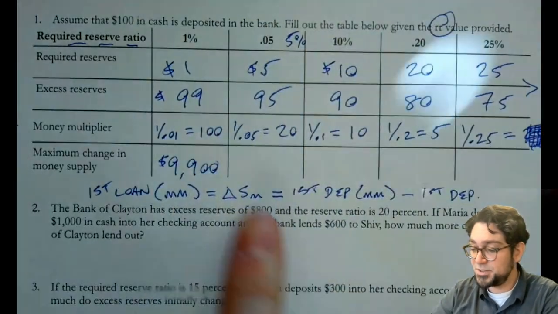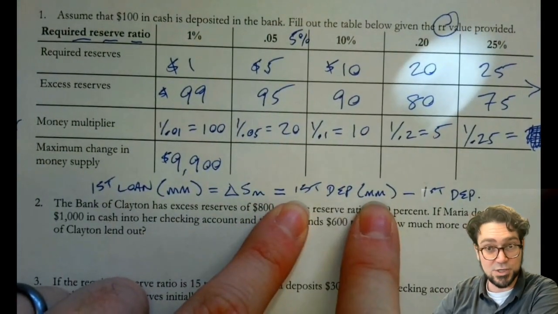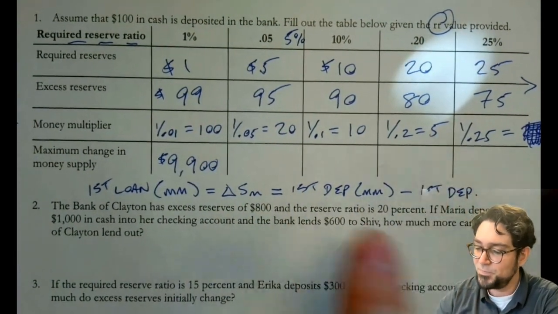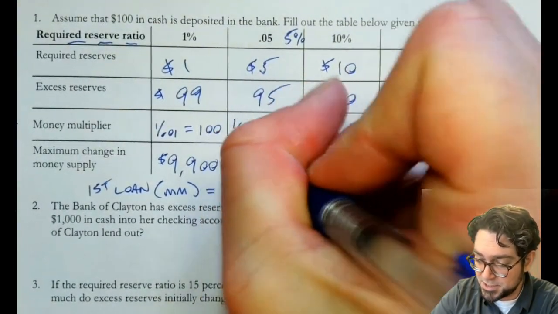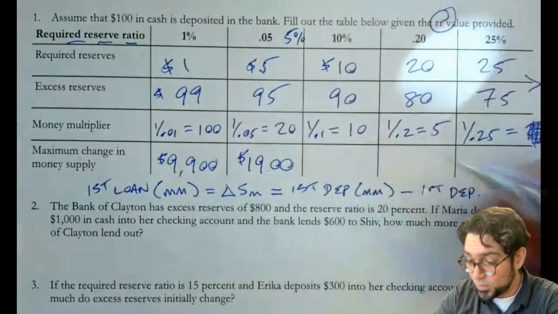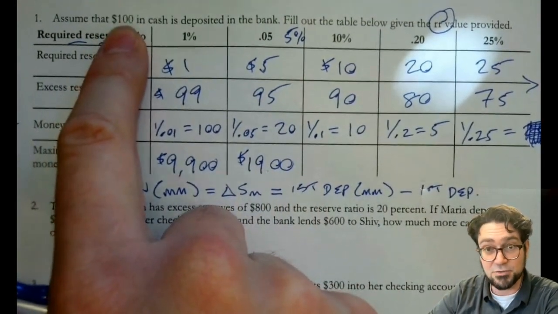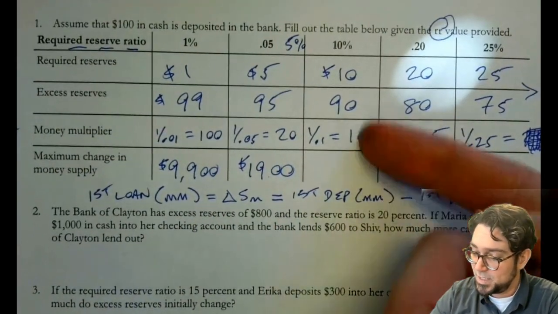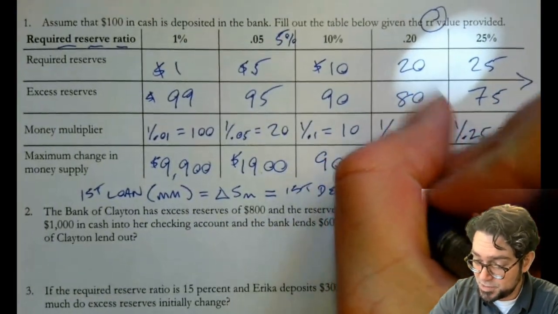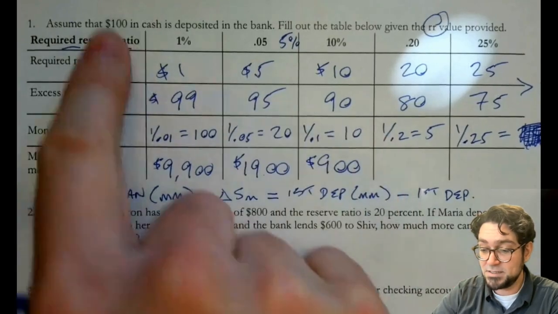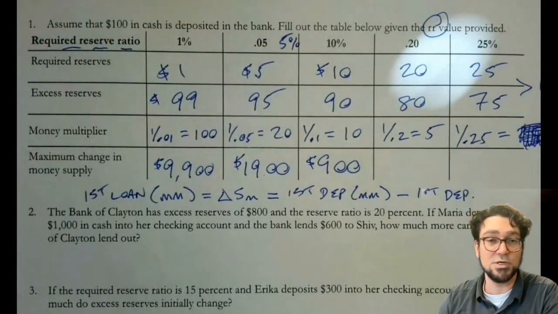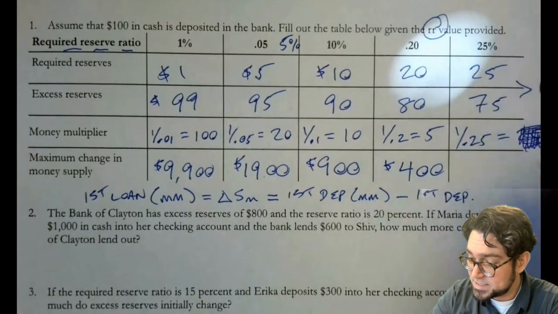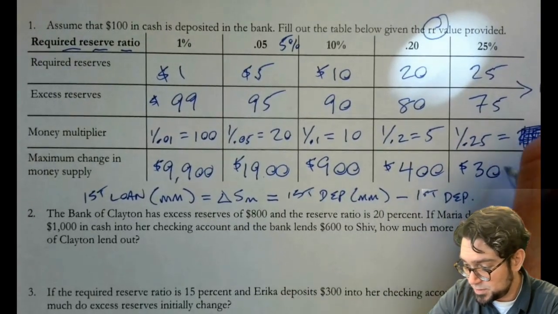9,900. We would also get that same answer if we did 100 times 100, which is 10,000. Subtracting the 100 gives us 9,900. 95 times 20 is 1,900. Or we could have done 20 times 100, which is 2,000, minus the $100 gives us 1,900. 90 times 10 is 900. Or we could have done 10 times the 100, subtracting 100 gives us 900. 80 times 5 is 400, and 75 times 4 is 300.